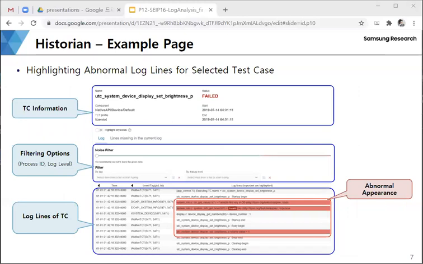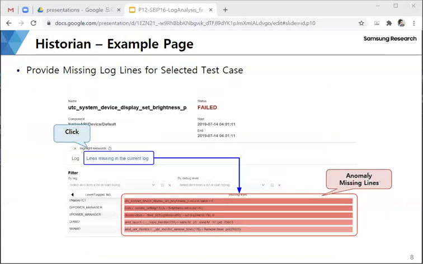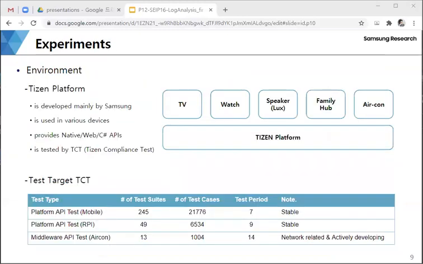This indicates that L is an anomalously missing log line. This slide shows an example page of Historian. We provide actual test log lines by highlighting anomalously appearing lines and anomalously missing lines.